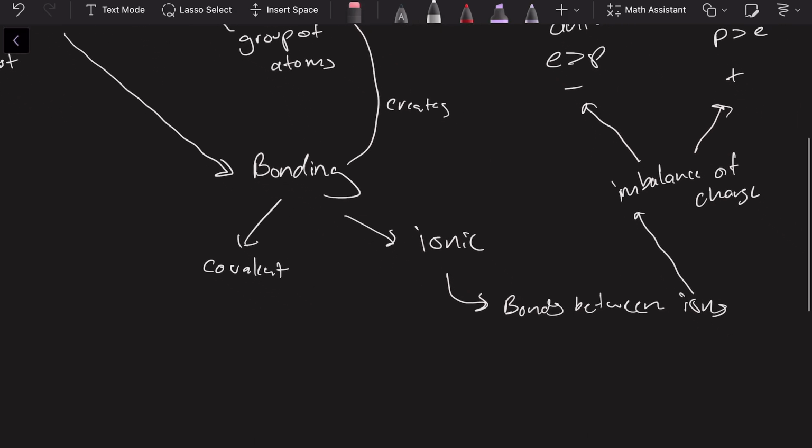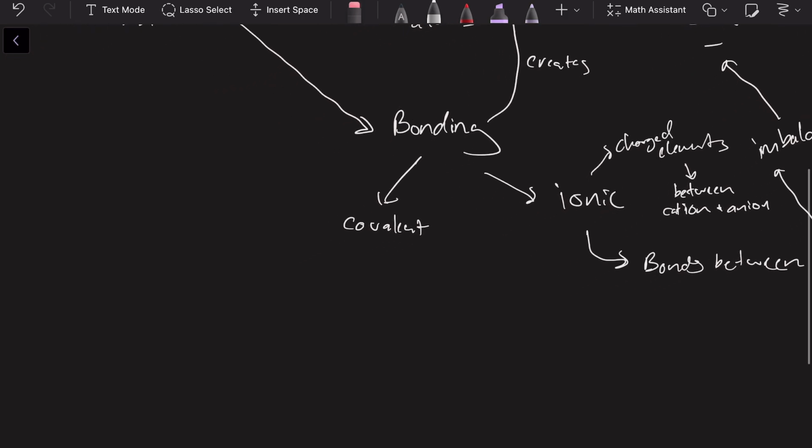Now, coming back to bonds, ionic bonds are essentially bonds with charged elements. The goal of an ionic bond is to make the charge zero. So typically an ionic bond is between an anion and a cation. We'll go over how to calculate charges of different anions and cations in a different video. So all you need to know is ionic bonds exist.